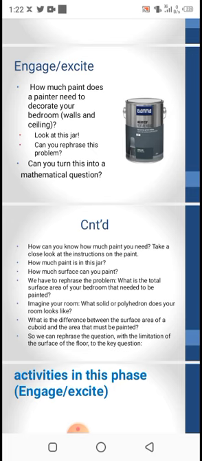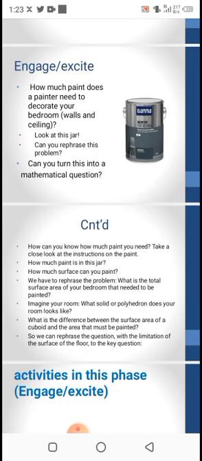We have to rephrase the problem. What is the total surface area of your bedroom that needs to be painted? Imagine your room. What sort of polyhedron does your room look like? What is the difference between the surface area of a keyboard and the area that must be painted? So can you rephrase the question with the limitation of the surface of the floor to the key questions.